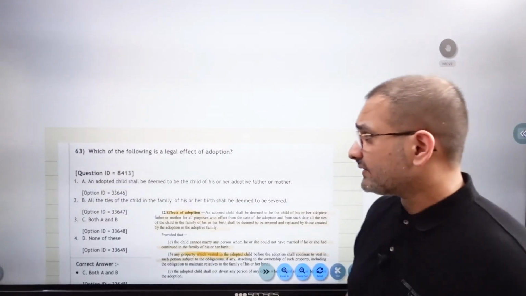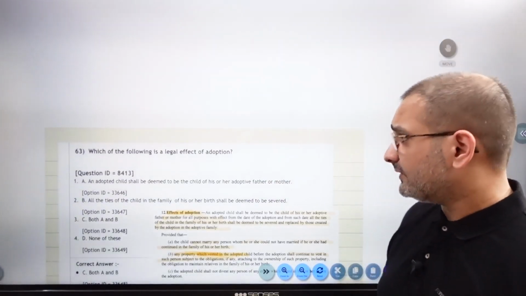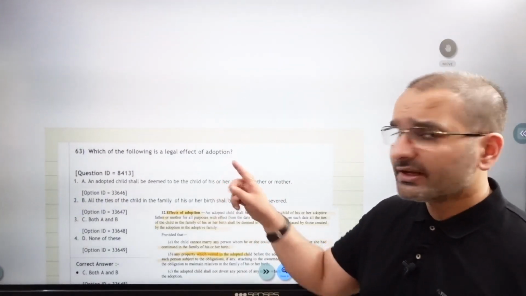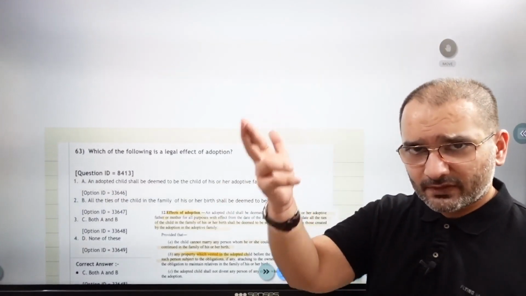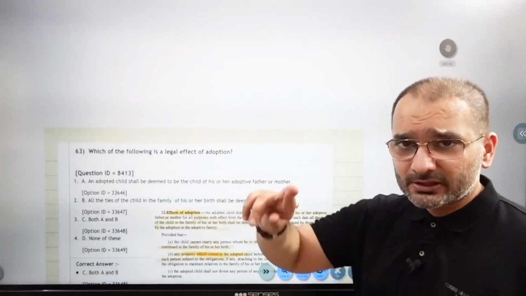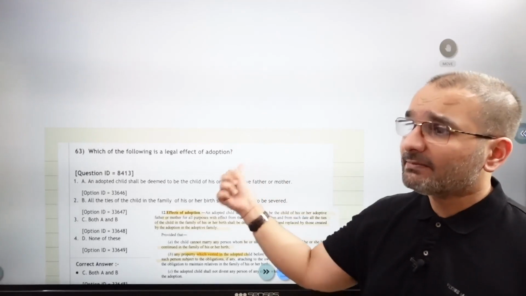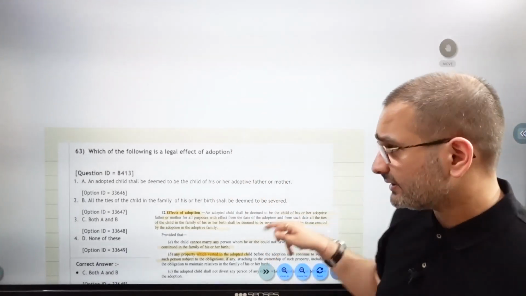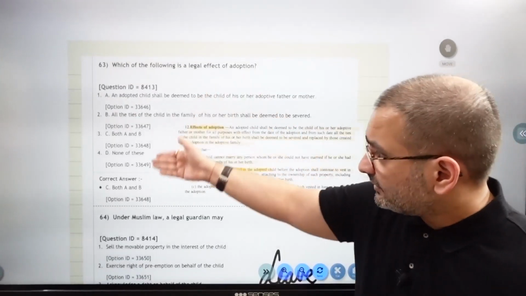Okay. Now, which of the following is a legal effect of adoption? Adoption से याद आया, adoption and adaptation में फर्क है. अगर A लगा दूं तो मतलब totally different हो जाता है. Can be a good English related question. So it is giving you all of these options.